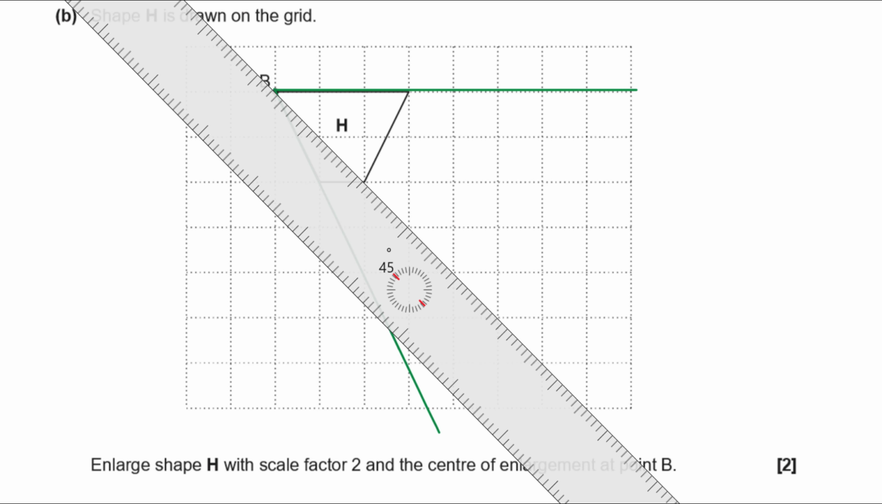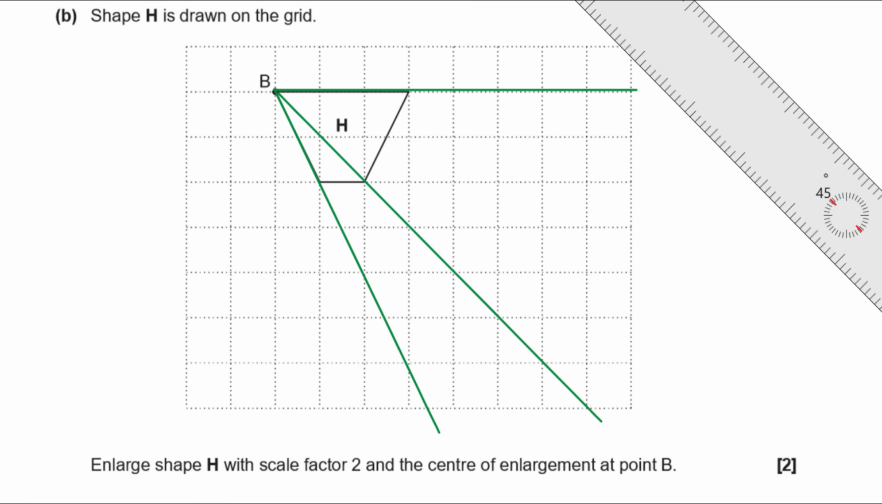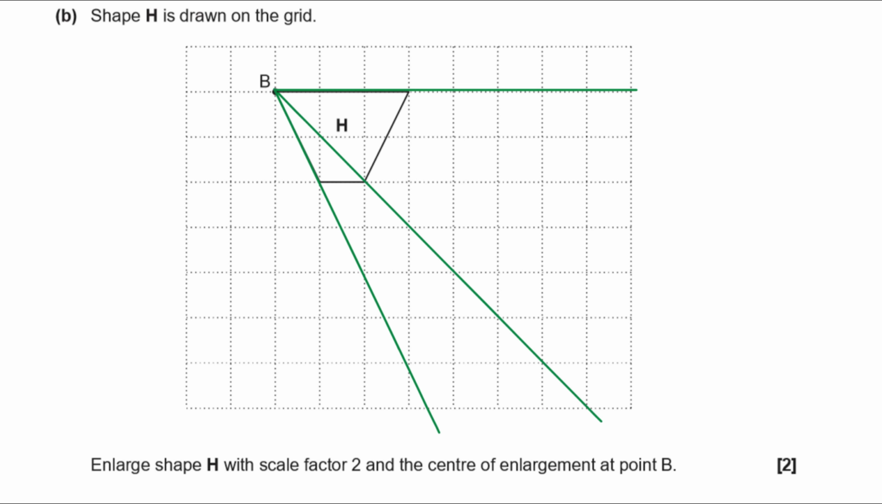Now the image points of your enlargement are just going to lie further along those ray lines. So this point B lies on the center of enlargement, so that isn't going anywhere. If a point lies on the center of enlargement, it's not shifted at all by the enlargement, it just stays where it is.